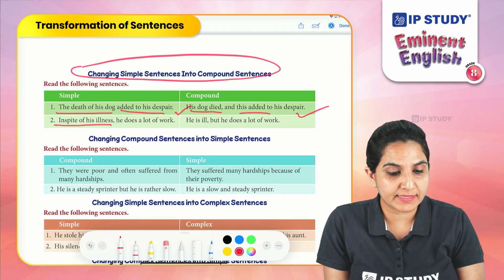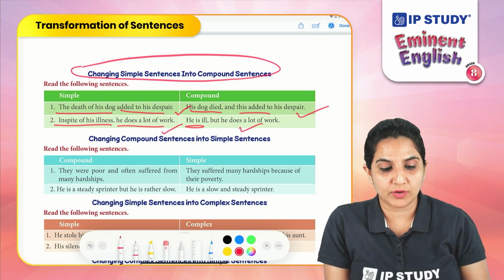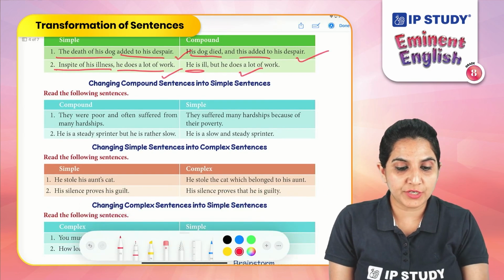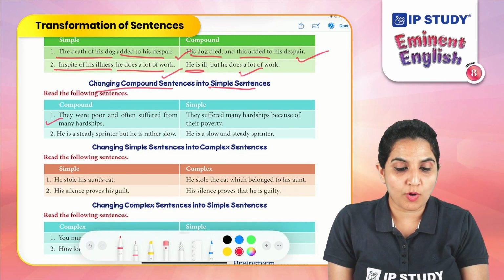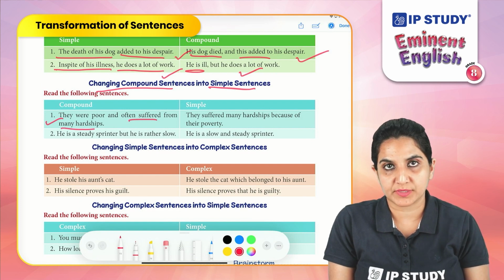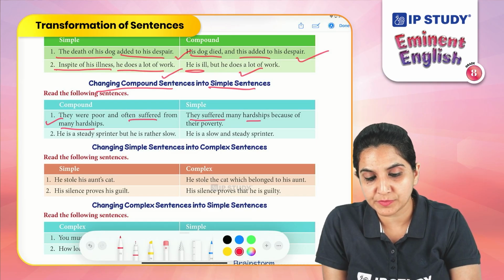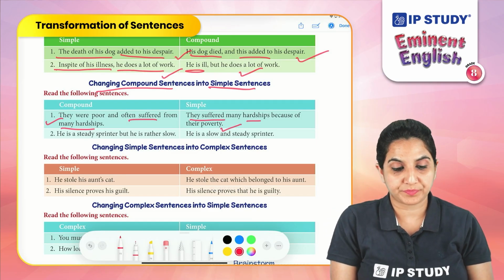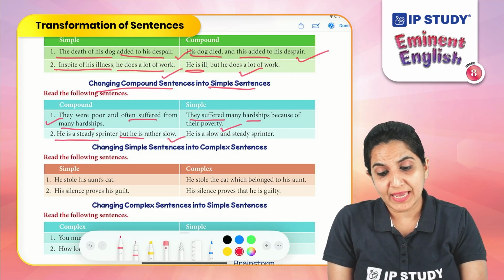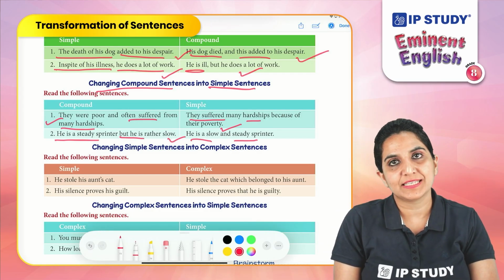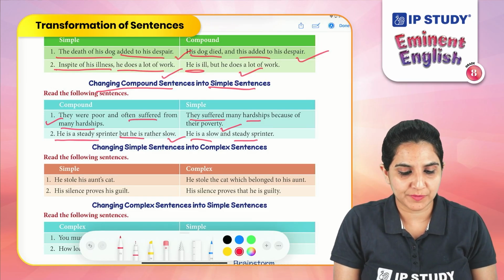"In spite of his illness, he does a lot of work." "He is ill, but he does a lot of work." By changing compound sentences into simple sentences. "They were poor and often suffered from many hardships." Now the same sentence can be converted into a simple sentence: "They suffered many hardships because of their poverty." "He is a steady sprinter, but he is rather slow." "He is a slow and steady sprinter." Now the same meaning, the same sentence but different forms.